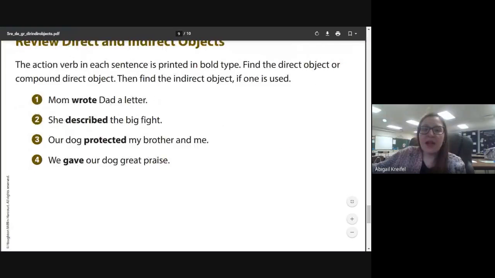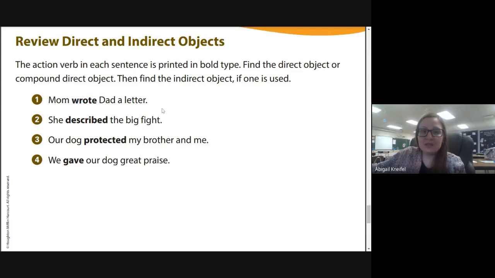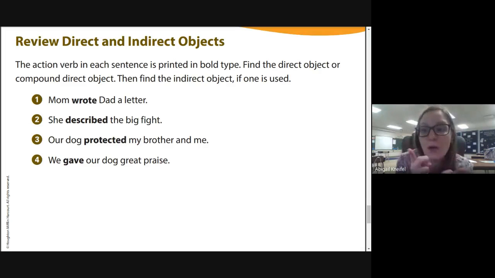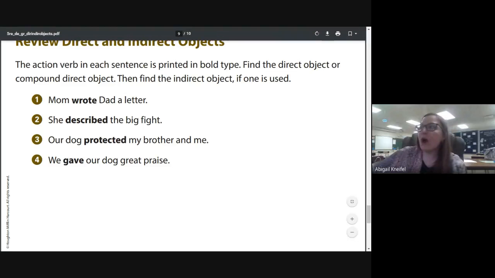So for this one, the action verb is already highlighted in each sentence, okay? So in each sentence, the action verb is already highlighted, and then we need to find the direct object or the compound direct object, then find the indirect object if one is used. And remember, a compound direct object is when there's more than one, and it's normally connected by and or things like that. So number 1, Mom wrote Dad a letter.